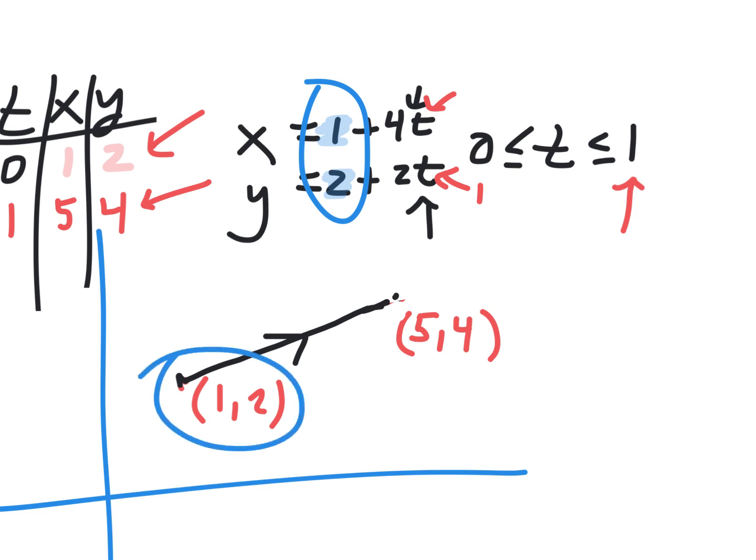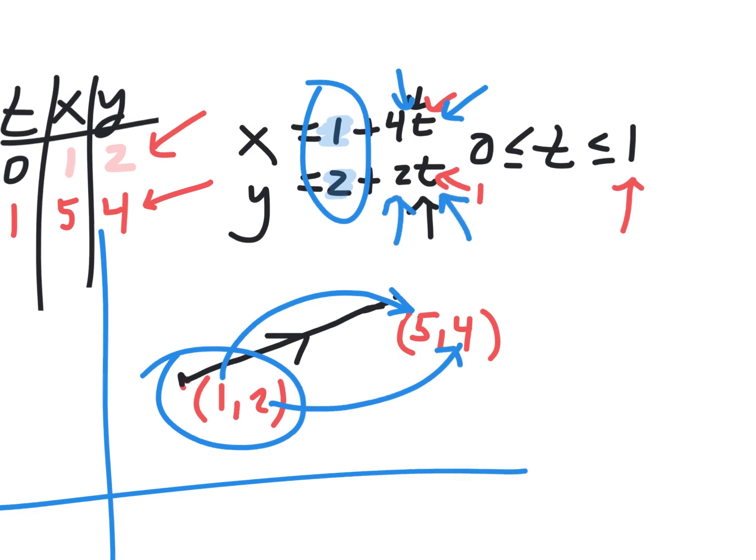And then you say, how much did it change? You went from 1 to 5. That's going up 4 for each t. And of course, we have to have a t in it, right? Otherwise, it's not parametric. And then this 2 goes up to 4, and that increased by 2. We needed a t.